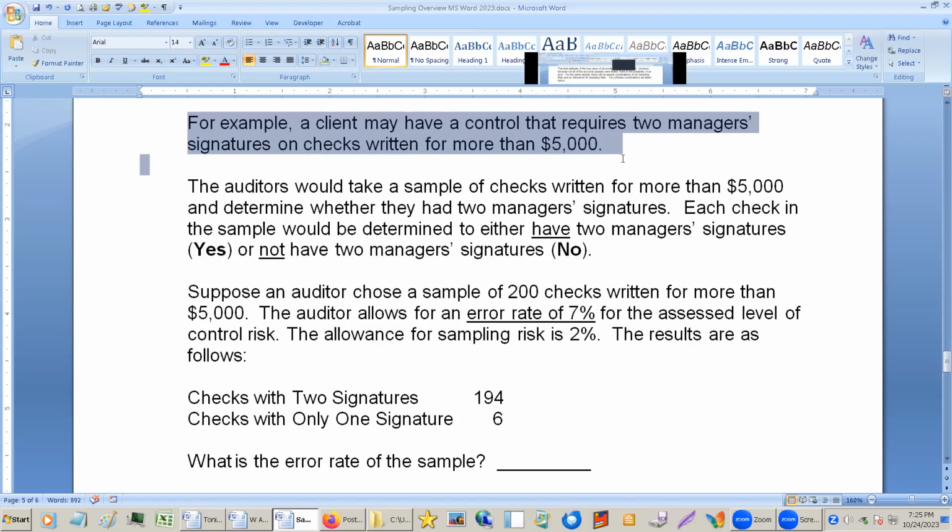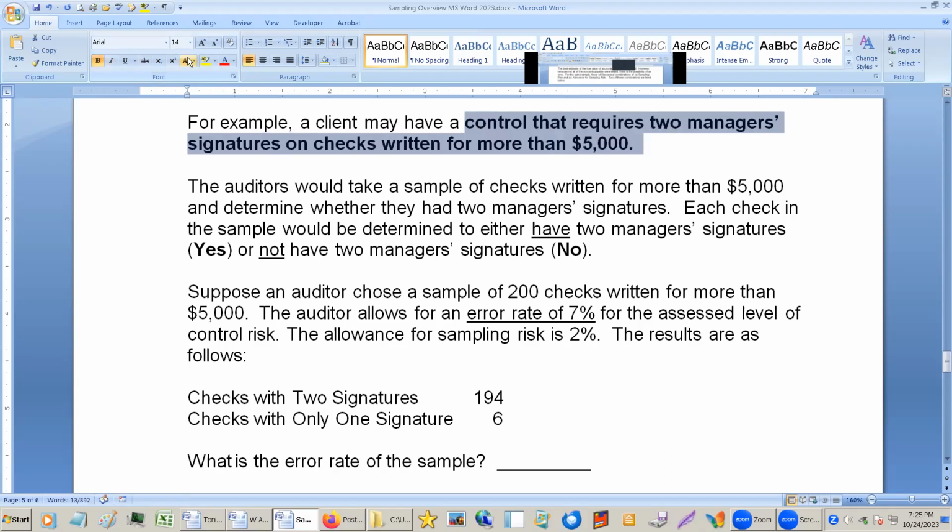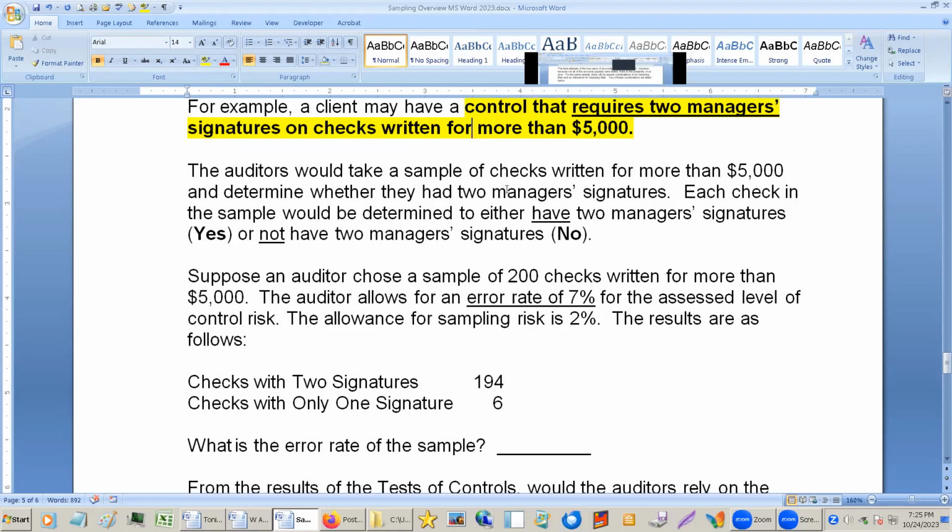So for example, here is the control. The control says that it requires 2 managers' signatures on checks written for more than $5,000. Okay, so maybe that's one of their controls. By the way, why would they have that control? If there's a check for more than $5,000, they have to have 2 signatures on it. Why would they do that?